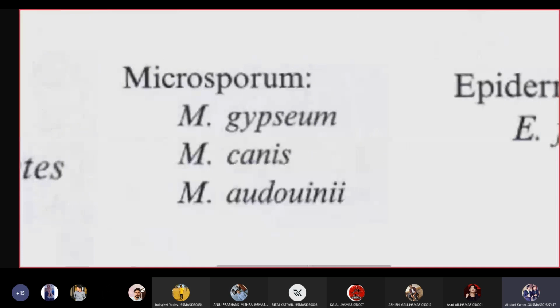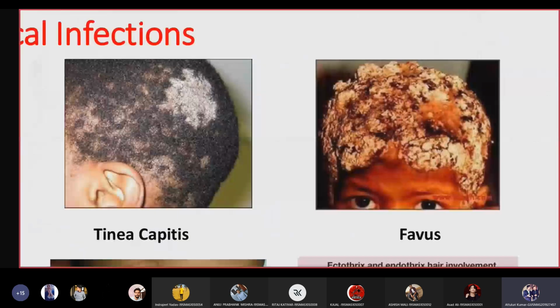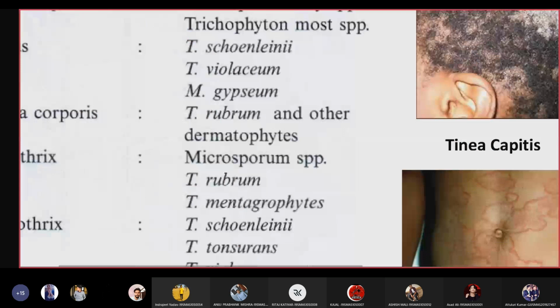Right? Then what are the clinical infections caused by the dermatophytes? There are five types of clinical infections. One is Tinea capitis, which is a fungal infection of the scalp. Then Favus, which is also a scalp infection, but a severe form with hypersensitivity reaction. Then we have Tinea corporis, where the fungal infection occurs on the non-hairy part of the skin. And we have hair infection that includes ectothrix and endothrix. So these are the clinical infections caused by dermatophytes.